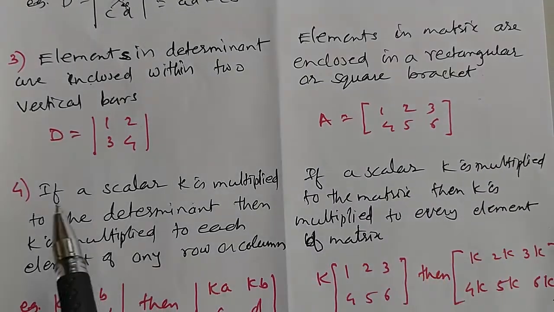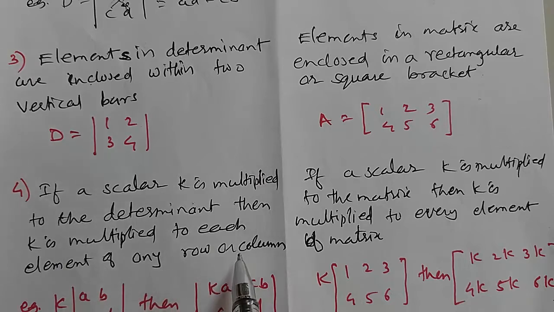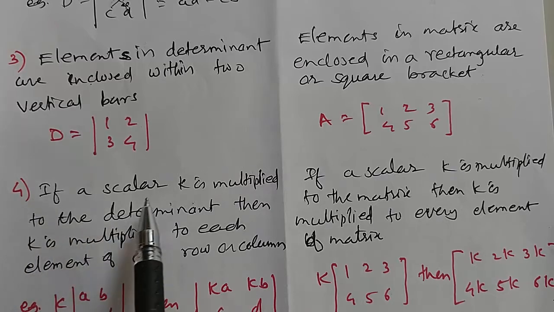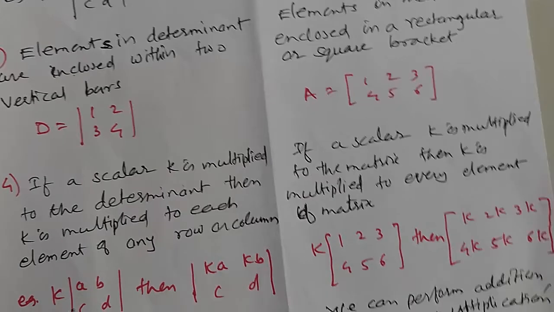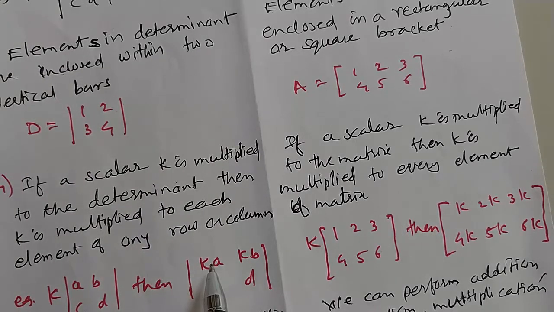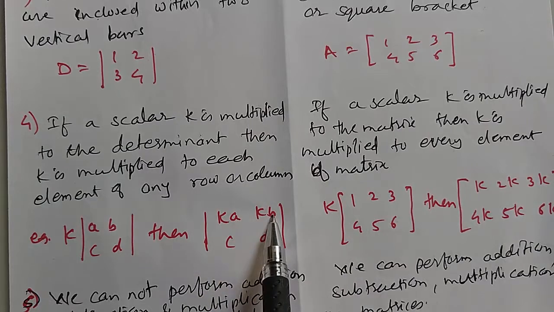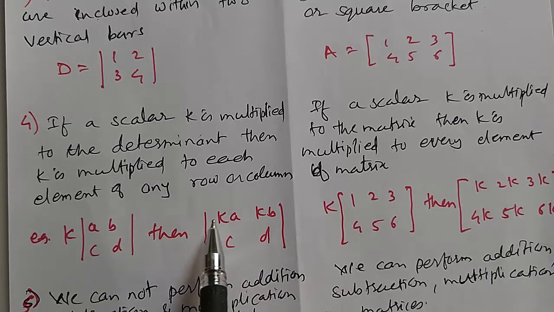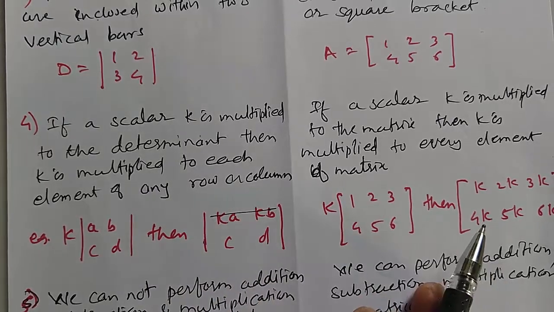Number 4, if a scalar k is multiplied to the determinant, then k is multiplied to each element of any one row or column. Now this is a property. Suppose k is multiplied to a determinant, and I take the determinant A, B, C, D. Then k is multiplied to each element of any one row or any one column. For example, here k multiplied by A, k multiplied by B, but k does not multiply C and D. So each element of any one row or any one column.